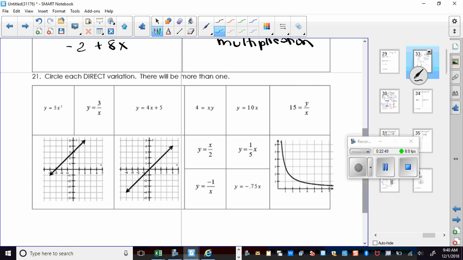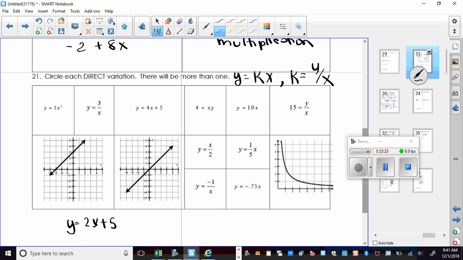Circle each direct variation. There will be more than one, so direct variations can look like any of the following. Y equals a number times x, or k equals y divided by x, right? Things that direct variations are not: they do not have a b term, so you would never have 2x plus 5. You never have an x term and a y term plus a number.